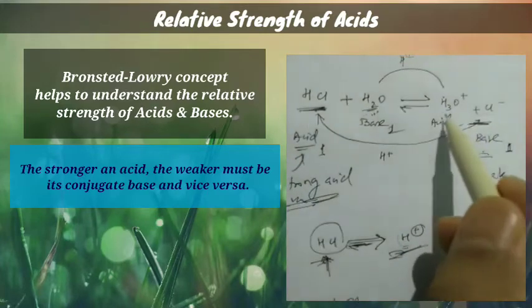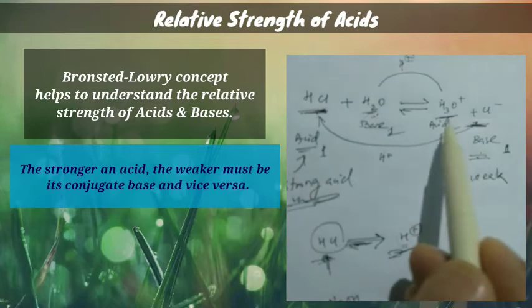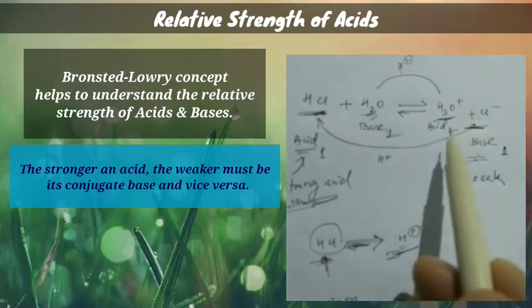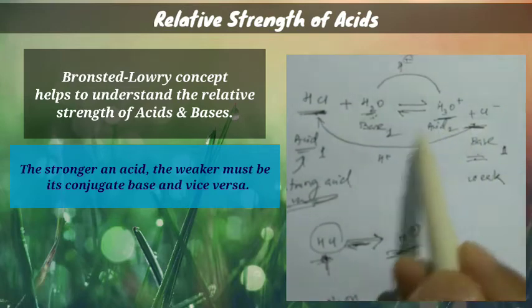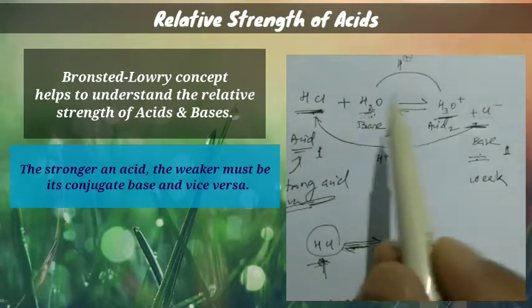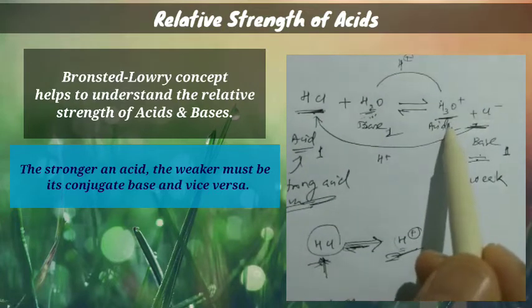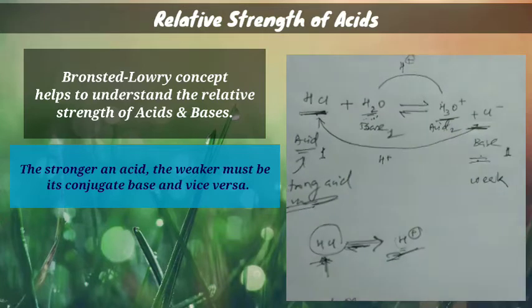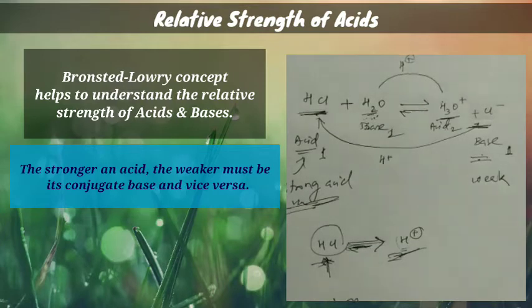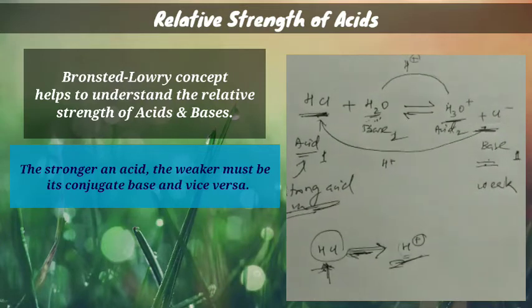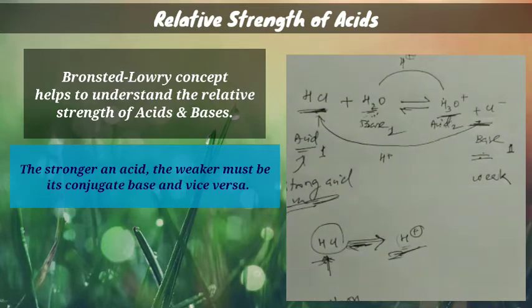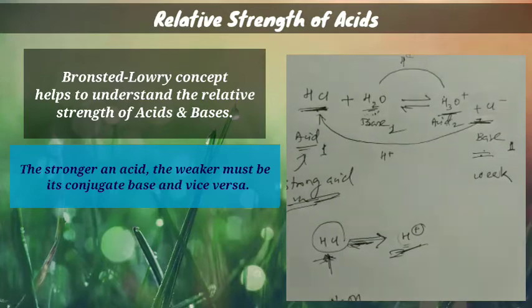Again here, in case of this H3O positive, H3O positive is a very strong acid. So if it is strong, then its conjugate will be weak. So water will be a weak base and H3O positive will be a strong acid, clear. So that is the concept. This concept comes from the Bronsted and Lowry concept. So always remember this point.